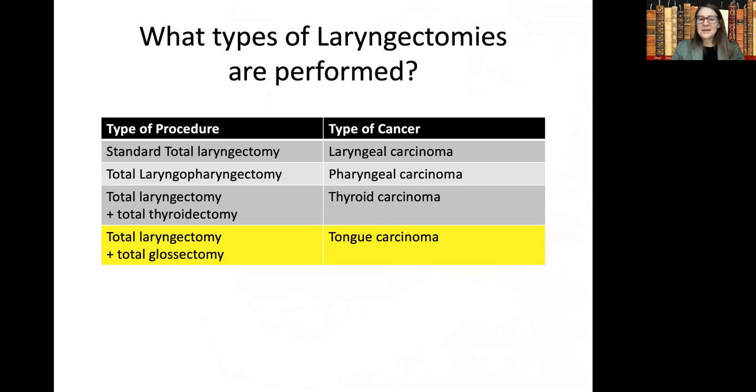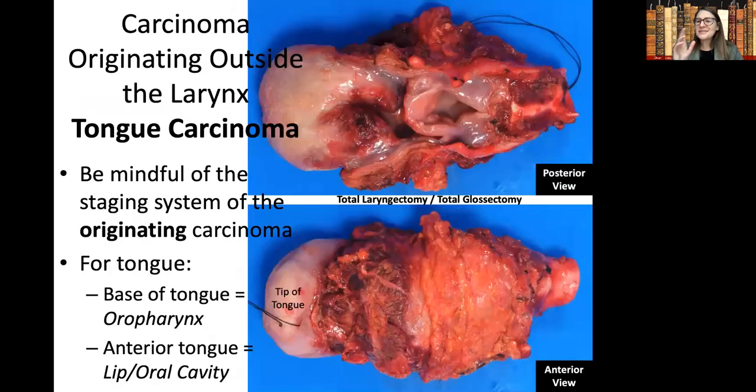All right. And our last type of specimen, which is going to be our total laryngectomy plus glossectomy for tongue carcinoma. So if I haven't said it enough, again, remember, always look at that staging system of the originating carcinoma to know what we're looking for. So in this case, we're going to be looking for tongue carcinoma.